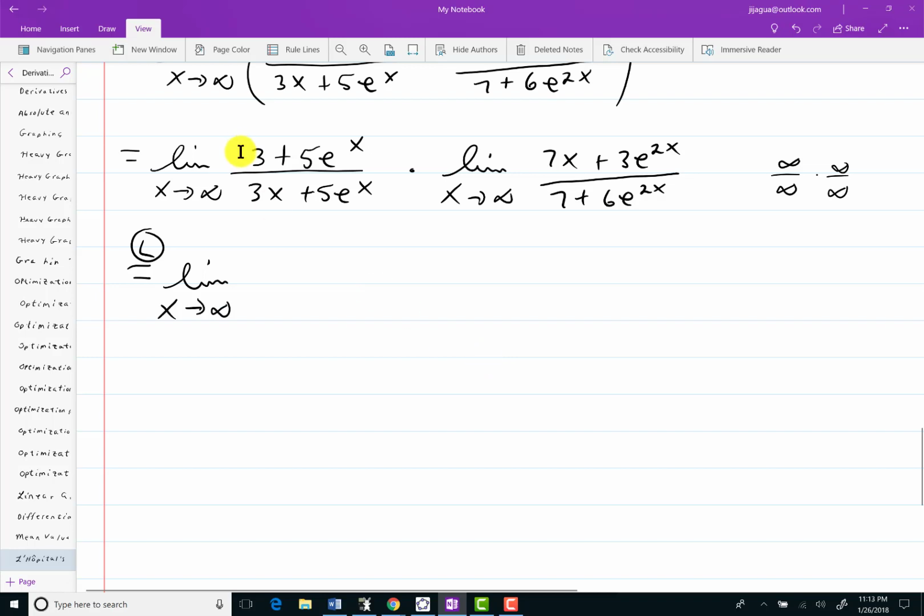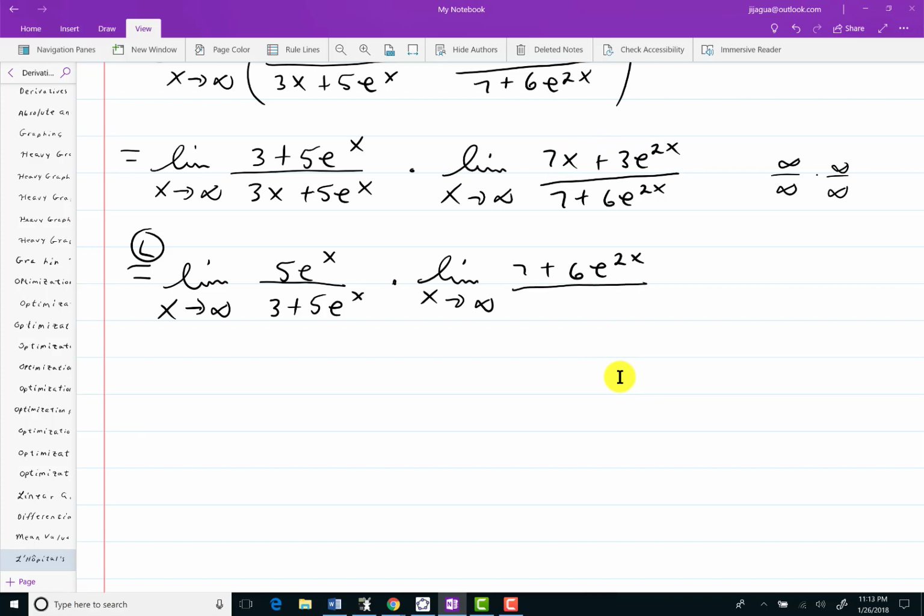All right, when I take the derivative here, I'm just going to get 5e to the x. And then when I take the derivative down here, I'm going to get 3 plus 5e to the x. Some of you at this point might say, well, this is obviously going to be 1. And you're right. If you get to the point where you can tell what the limit is without taking another step, all the better. I'm going to do the same thing on the second one. I'll get 7 plus 6e to the 2x all over 12e to the 2x.